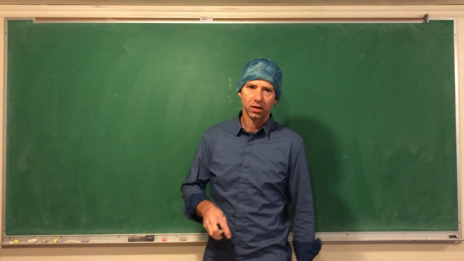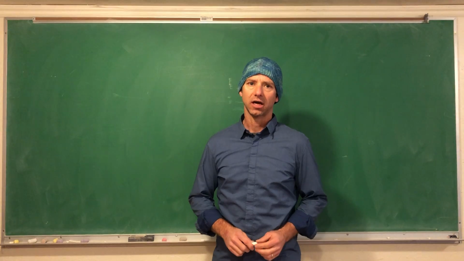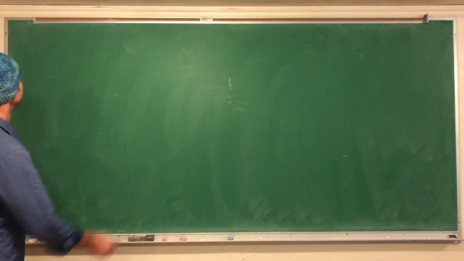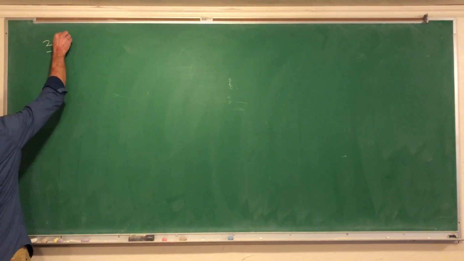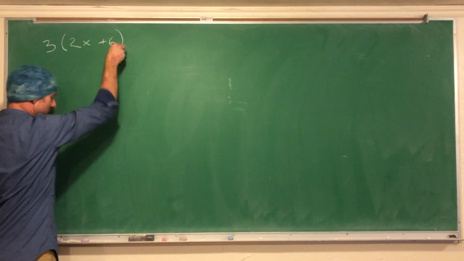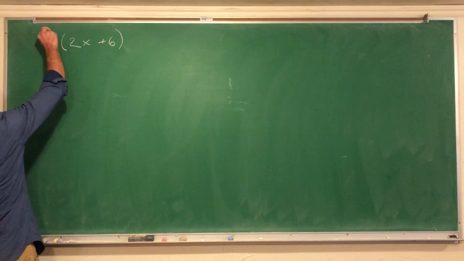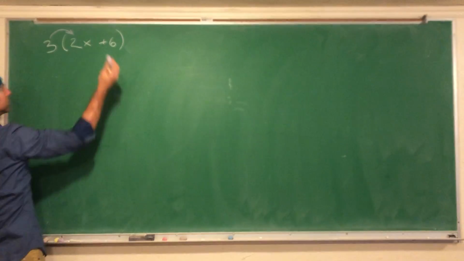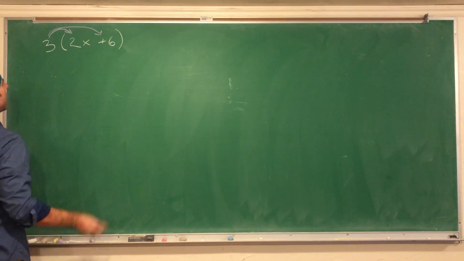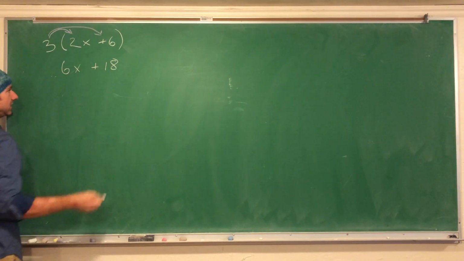We're going to look at multiplying polynomials. That sounds intimidating, it's not too bad. But let's start with the basics. So if we had something like this, 3 times 2x plus 6, to multiply that through, this 3 gets distributed through to both of these. And so I would have 6x plus 18.